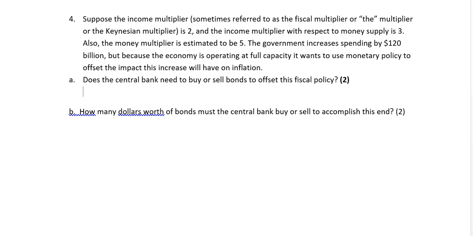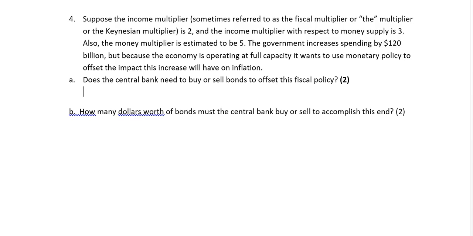Suppose the income multiplier is 2 and the income multiplier with respect to money is 3. Now let's analyze what that means. As we discussed in class, the government can shift aggregate demand left or right by using either fiscal or monetary policy. And fiscal and monetary policy has a multiplier effect, which means if the government decides to, let's say, change government spending, it will increase or decrease aggregate demand by a multiple of the initial change because of multiple rounds of spending that will go on.